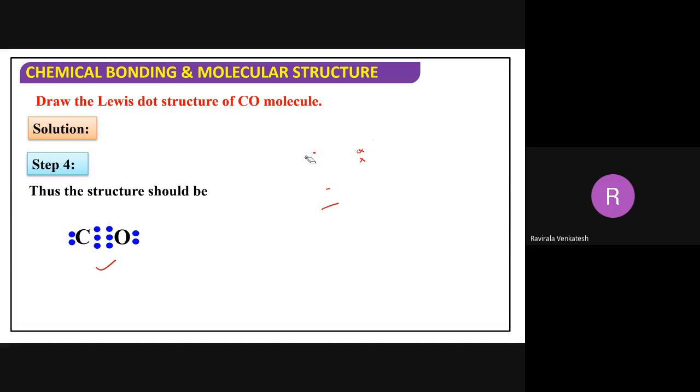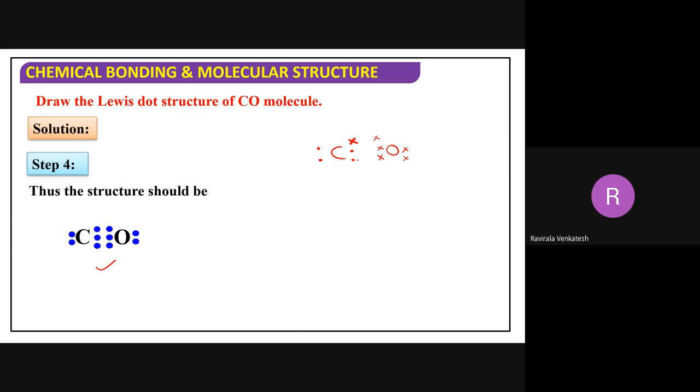Now let me show this. To get the octet configuration, they arrange like this. Carbon, oxygen, 1, 2, 3, 4, right? Next 5, 6. If I write like this, this electron also belongs to which one? Oxygen. This electron also belongs to which one? Oxygen.